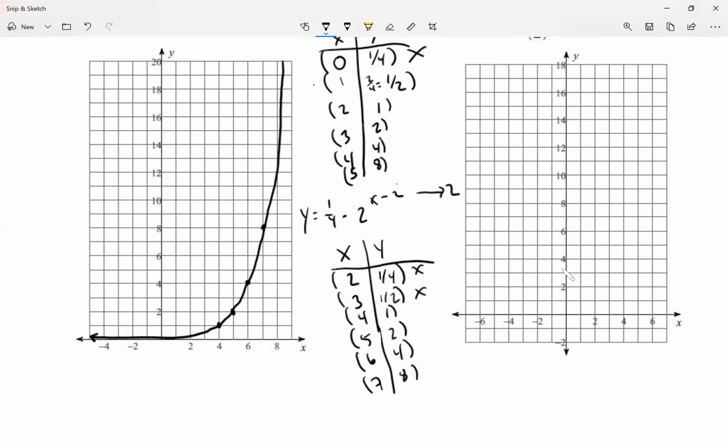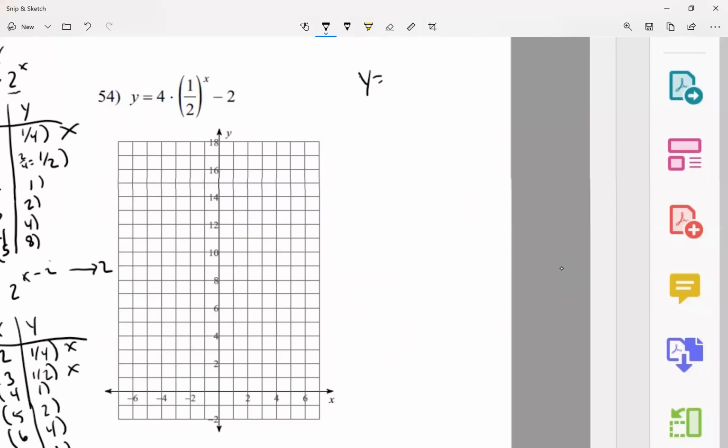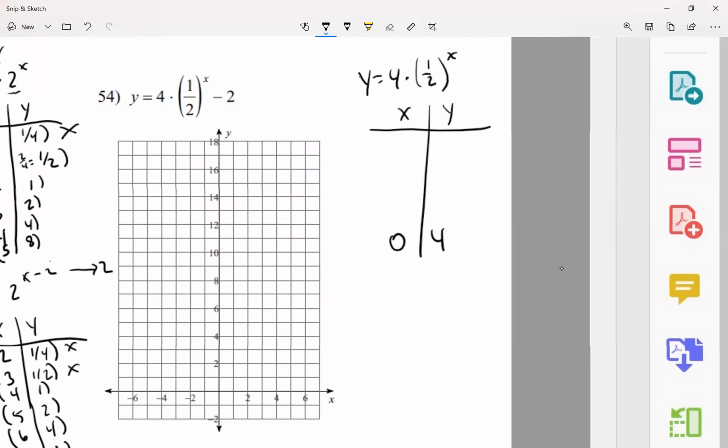All right, let's take a look at this last one. I'm just gonna go with y is equal to 4 times 1/2 to the x. I'm gonna ignore the minus 2. So I'm gonna create x and y values. When x equals 0, y equals 4. Because of the 1/2, I'm gonna go backwards. So I'm gonna multiply by 2. So here I have the points 8, 16, but my x values are -1, -2.